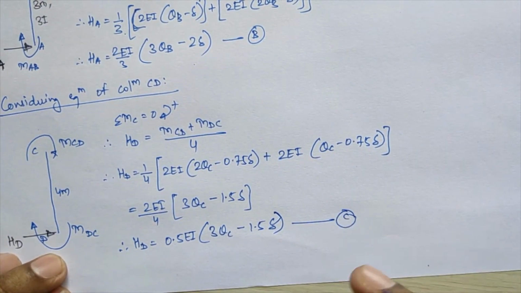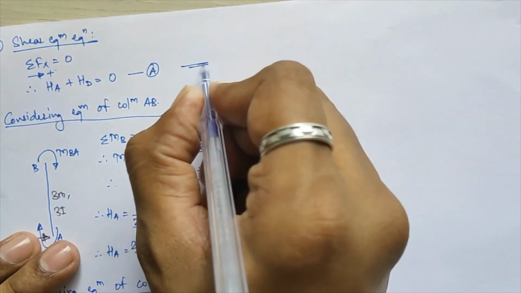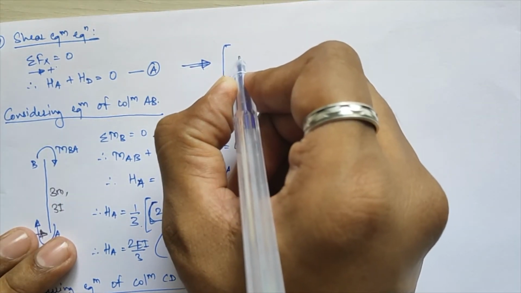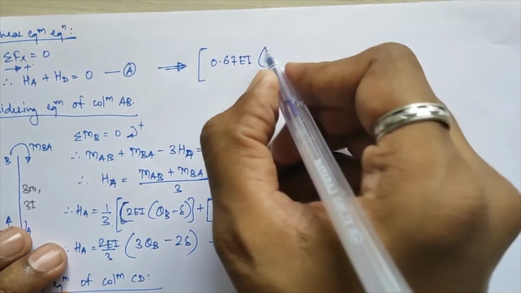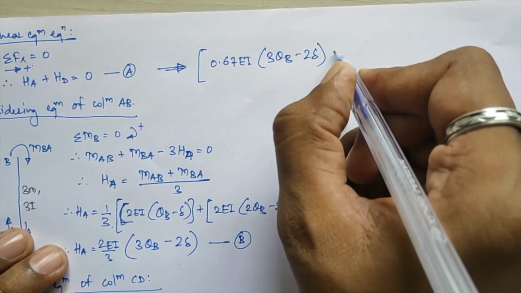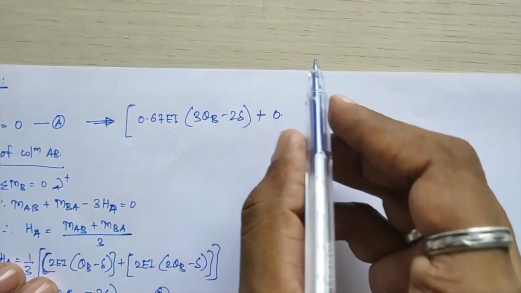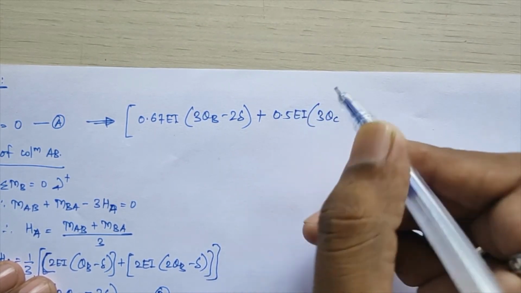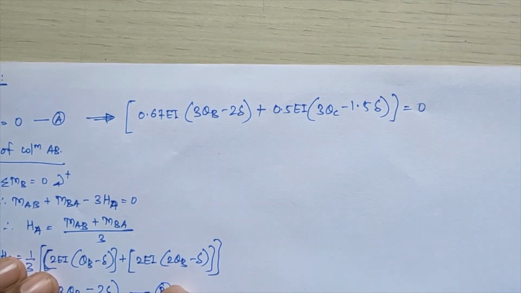Okay, now what I'll do, I'll substitute equations B and C in this equation number A over there. So the HA value I'll substitute as 2 by 3 of EI, that is 0.67 times EI into bracket 3 theta B minus 2 times delta, plus the HD value, that is 0.5 times EI into bracket 3 theta C minus 1.5 times delta, is equal to 0.